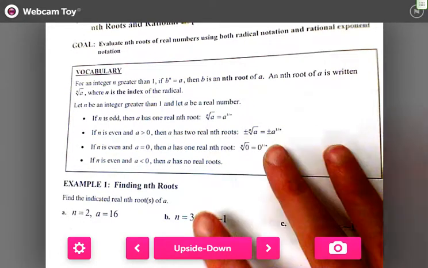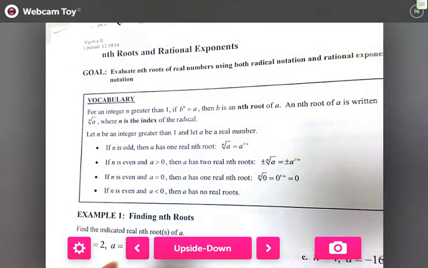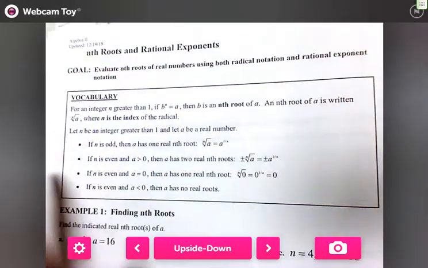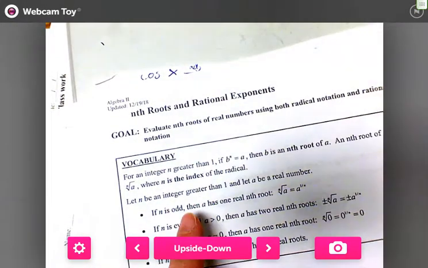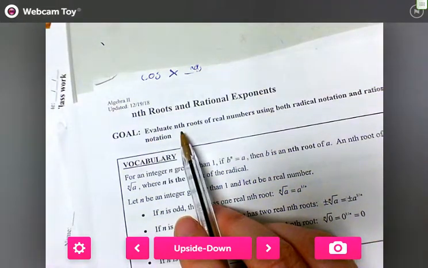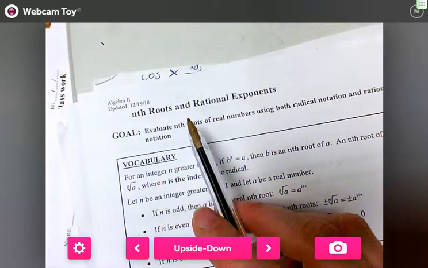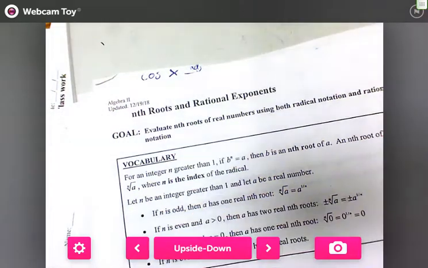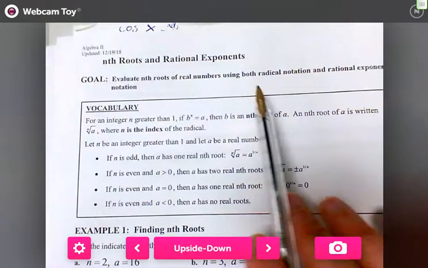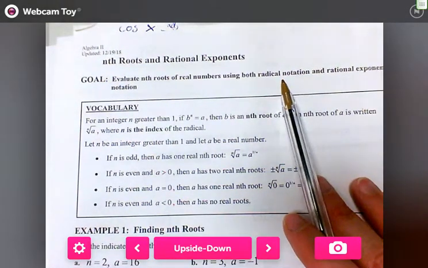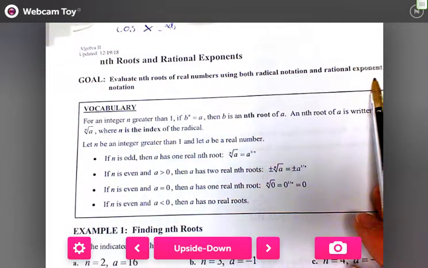Okay, guys, we are looking at the nth root and rational components. Evaluating the nth root, so there's different roots. There's like the square root, the cube root, fourth root, fifth root, okay? We're going to evaluate the nth root of real numbers using both radical notation and rational exponent notation, okay?